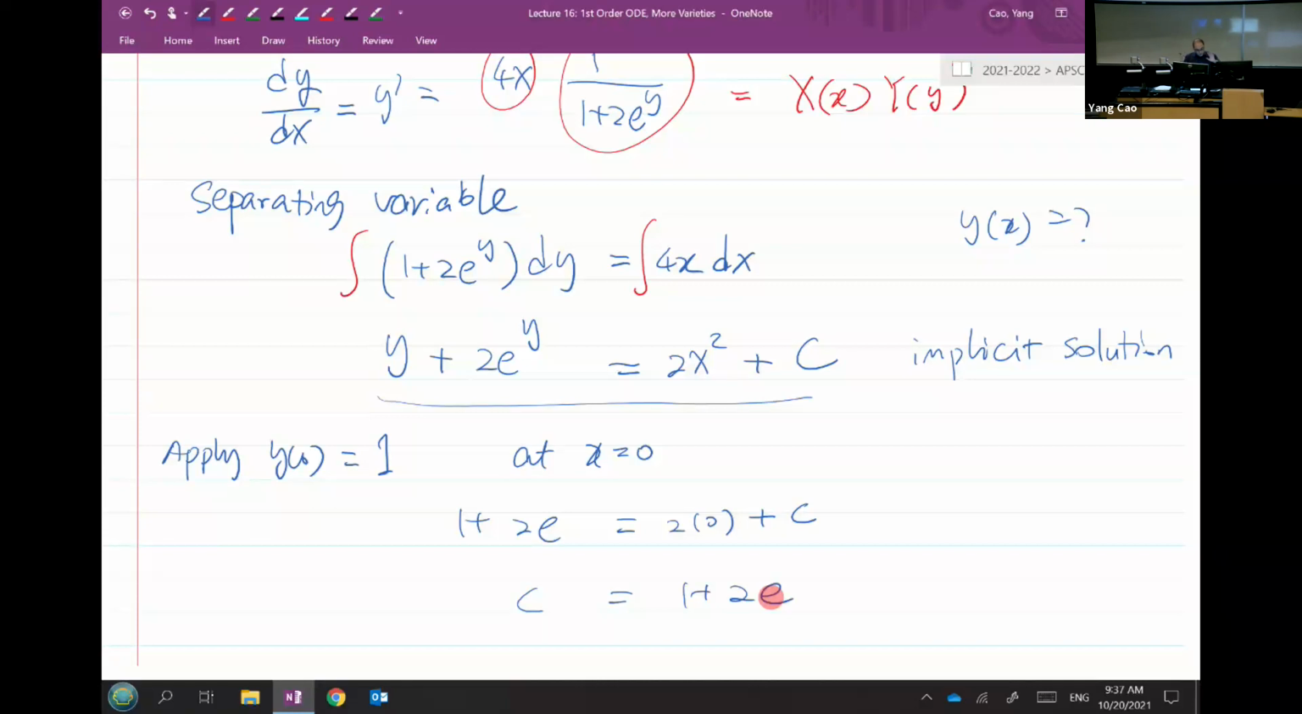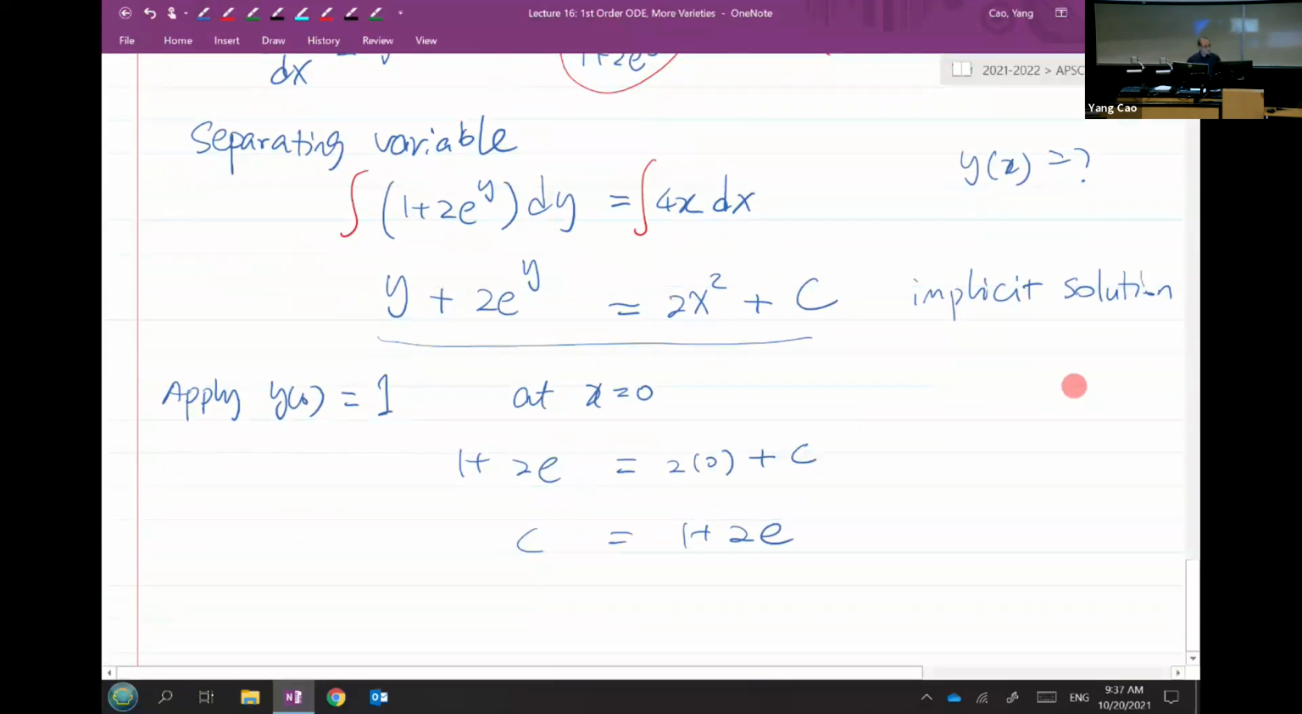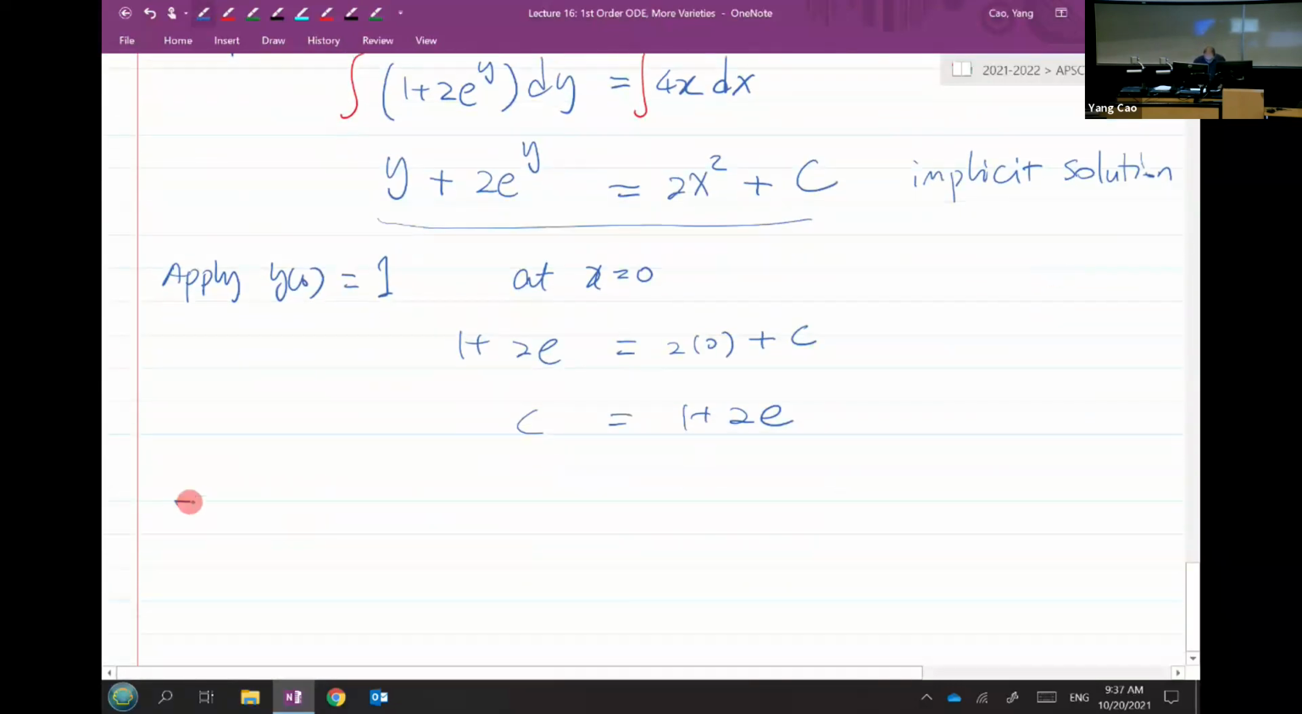Again, let's think from the bigger picture. You have a huge category, linear first order ODE, and then this is the second category, let's call it separable first order ODE. So let's take a look at one more example of this separable equation type.